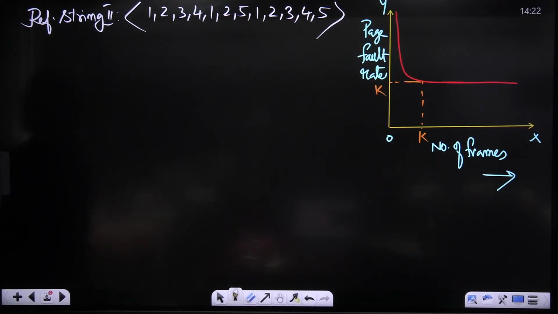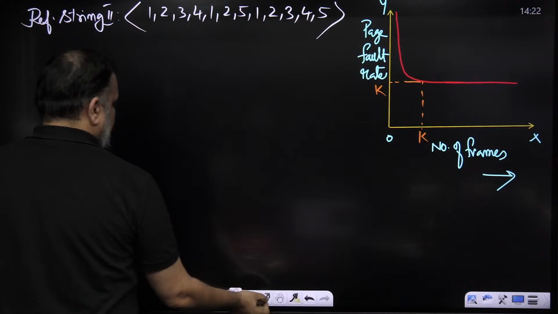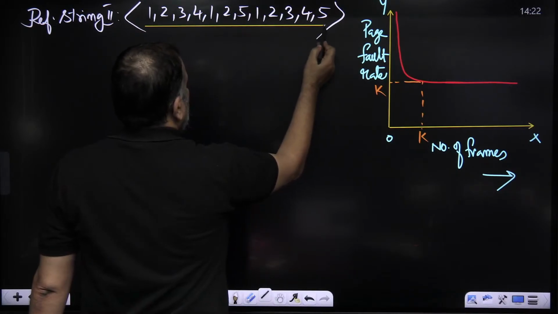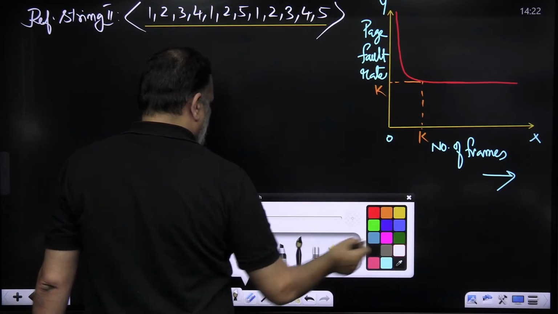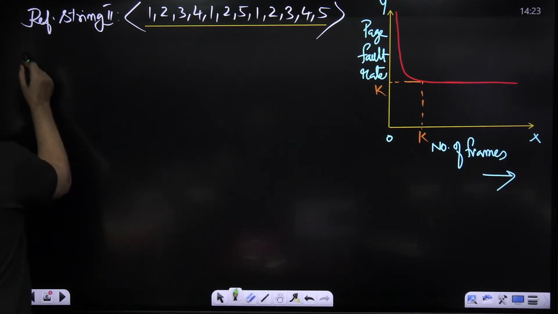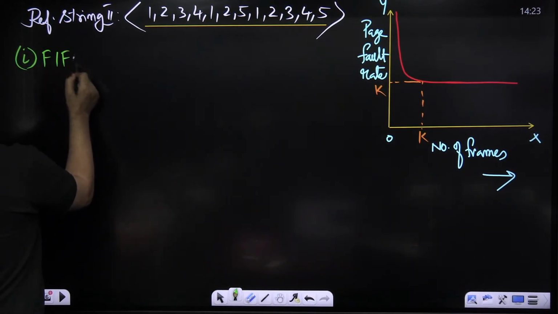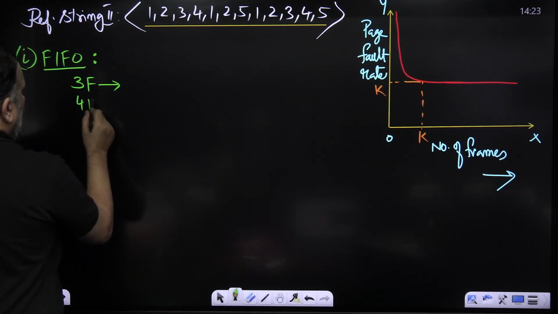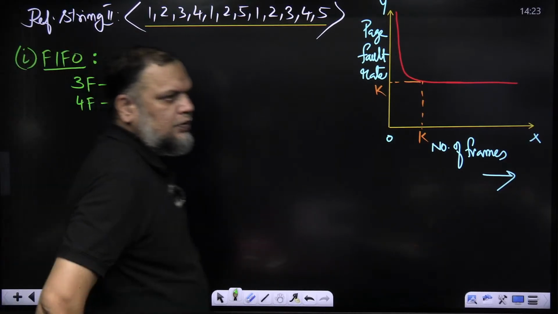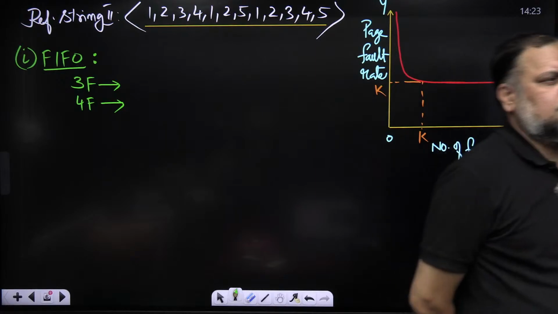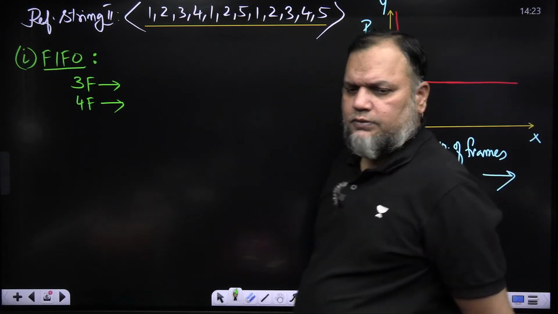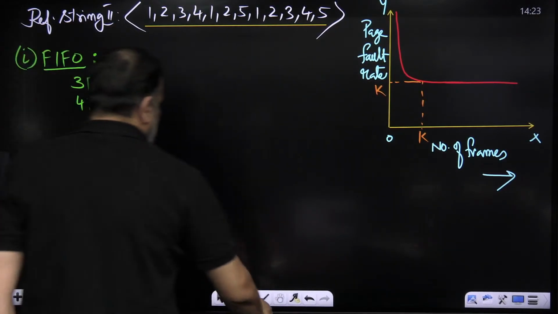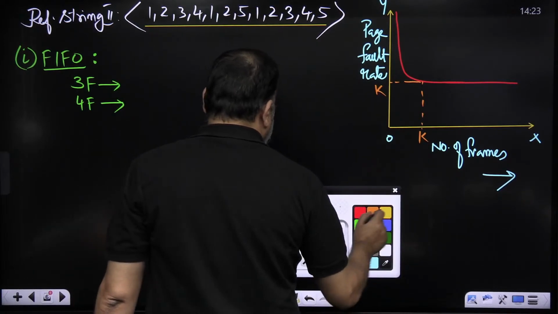For this reference string, I want you to please work out and tell me using FIFO replacement, pure demand paging, 3 frames से कितने page faults होंगे और 4 frames से कितने page faults होंगे? Please work out and let me know. With 3 frames, how many page faults and 4 frames, how many page faults? सबसे पहले 3 frames से workout कीजिएगा please. मैं भी यहाँ पे करूँगा आपके साथ.